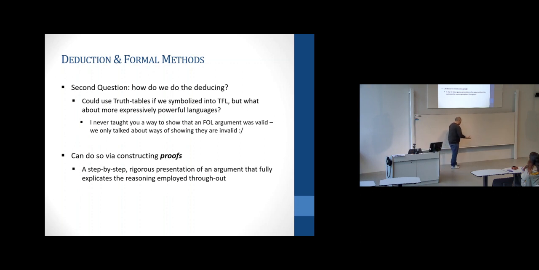Here's a thought. The kind of deducing that you should be doing, the tool you should be using here, is constructing proofs. So we're going to have a proof system. And a proof is a step-by-step rigorous presentation of an argument, and it explicates the reasoning employed throughout. It shows you how to go from the premises you have, step by step, to get to the conclusion and what each step was like. So that's what a proof is. A formal proof, shockingly, is going to be a proof expressed in a formal language.